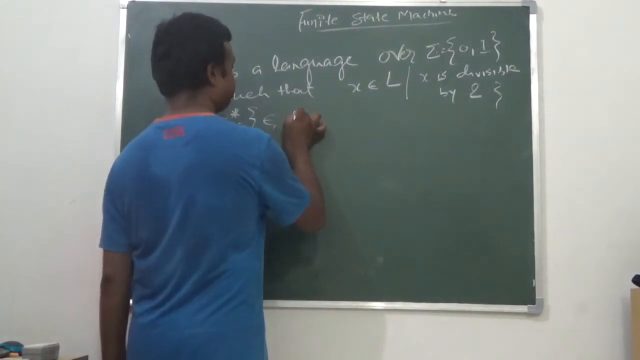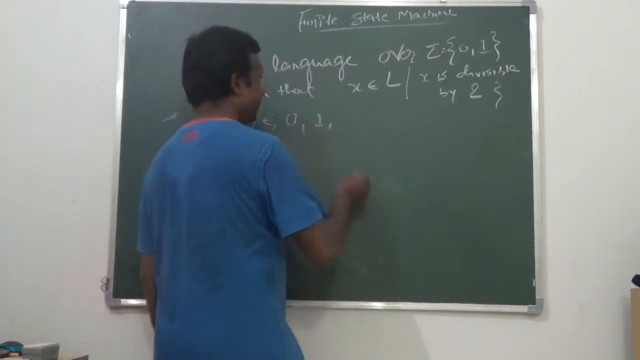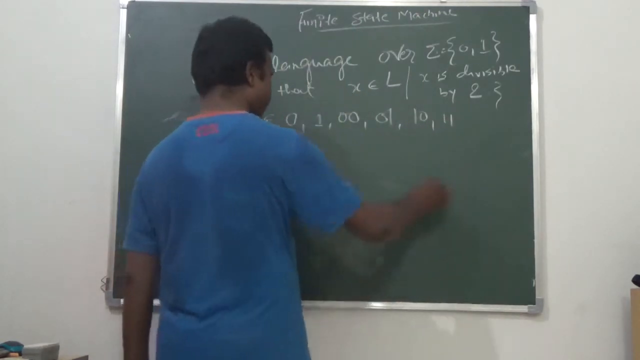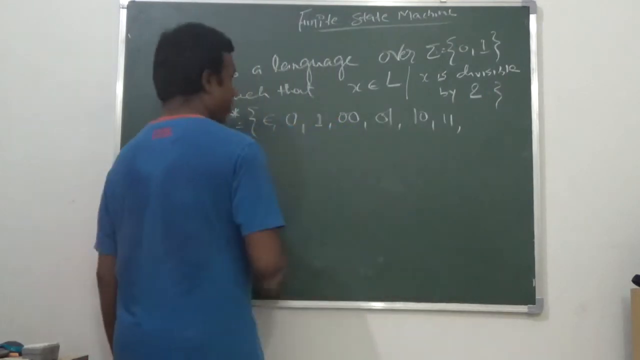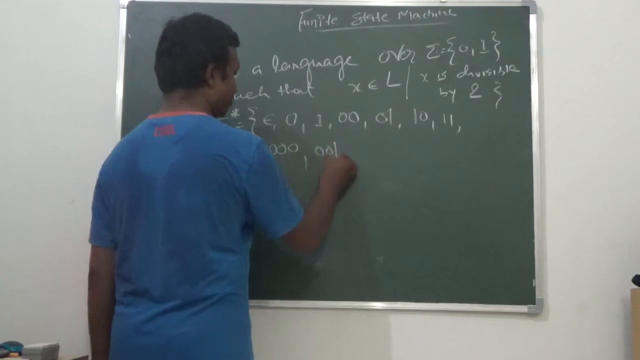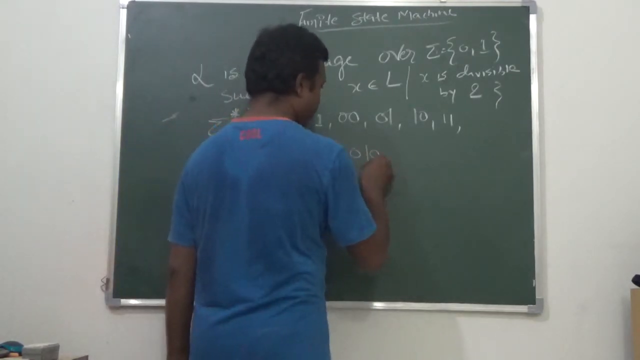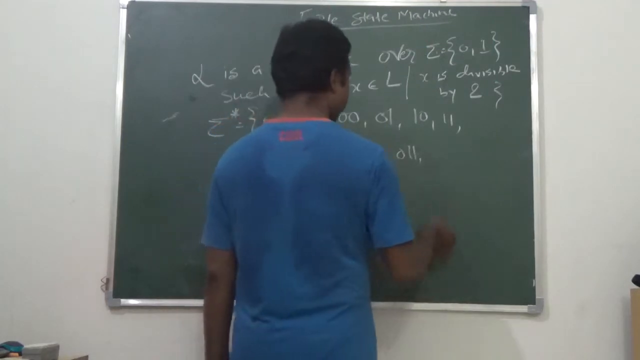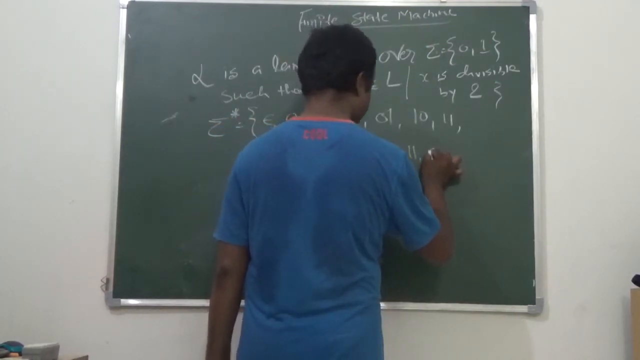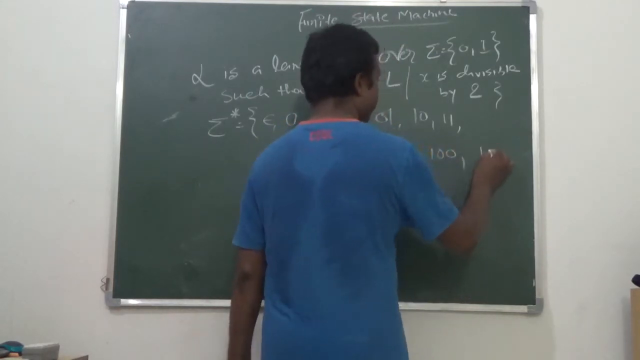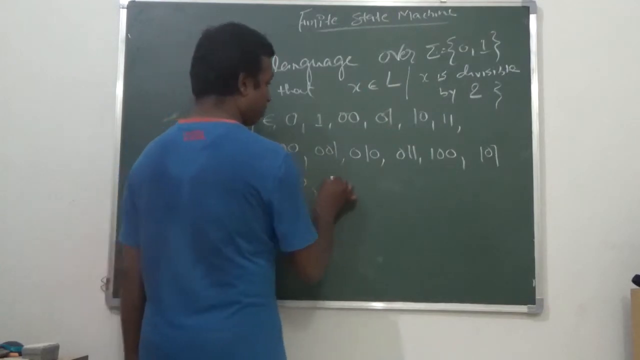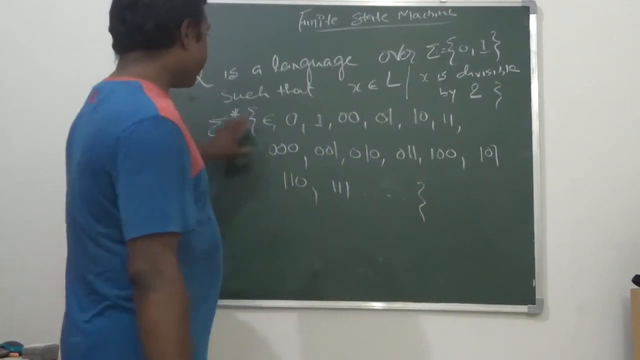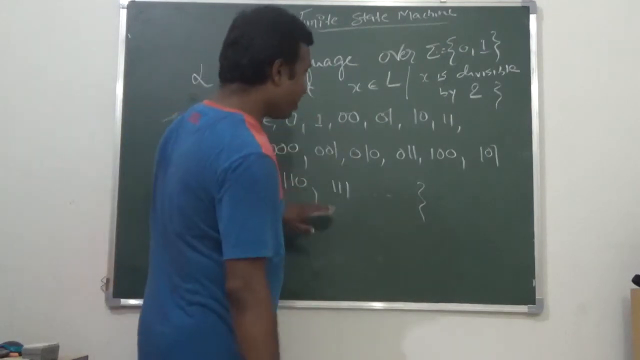It is 0. It is 1. It is 00, 01, 10, 11. Then we have 000, 001, 010, 011. Then we have 100, 101, 110, 111. Okay, and so on. Now, if you look at this particular set, then these are nothing but binary numbers.